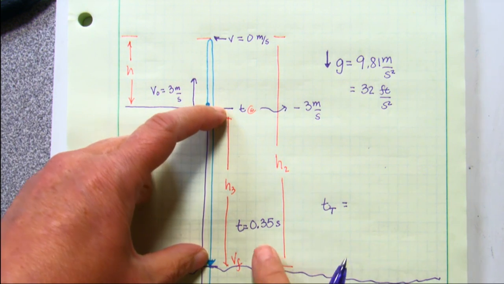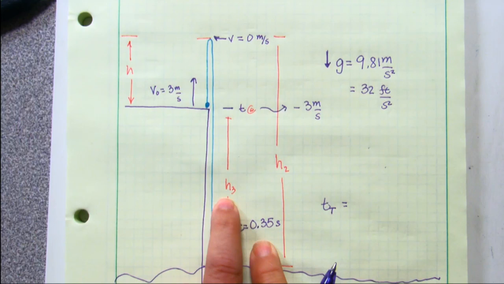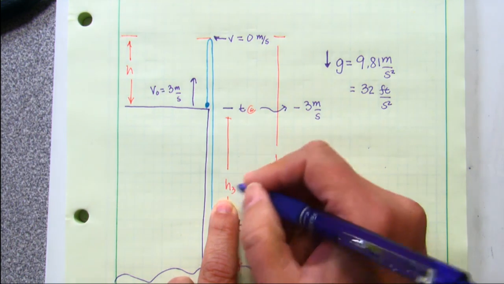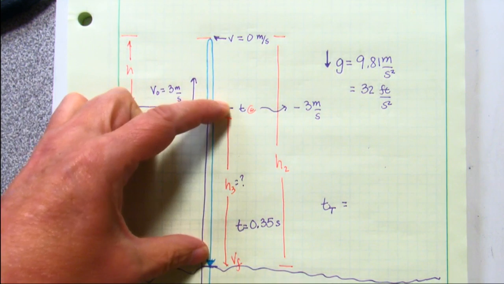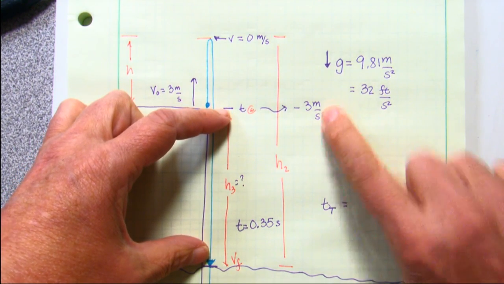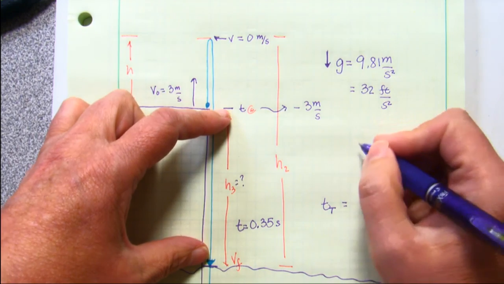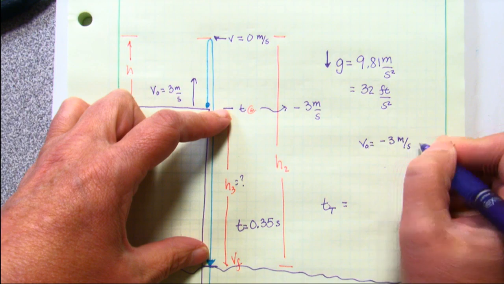For this part here, we're told the time that it takes to go from here to here, and we want to solve for the height. So we want to know what h3 is. The first thing I know for this part of the problem is my initial velocity. My initial velocity for that part of the problem is going to be a negative 3 meters per second.